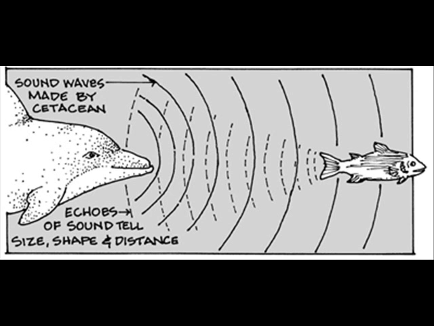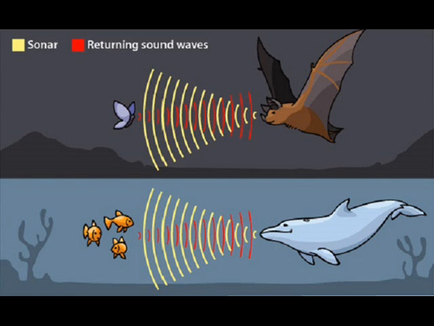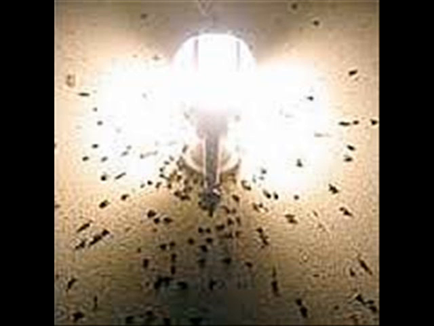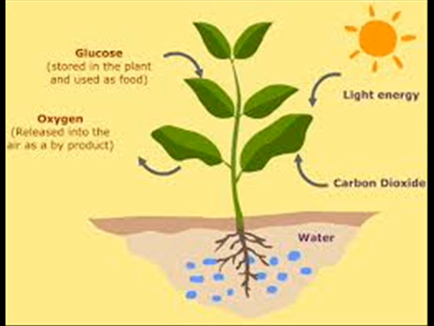Phonotaxis is the movement of an organism in response to sound. Phototaxis is the movement of an organism in response to light. That is, the response to variation in light intensity and direction.